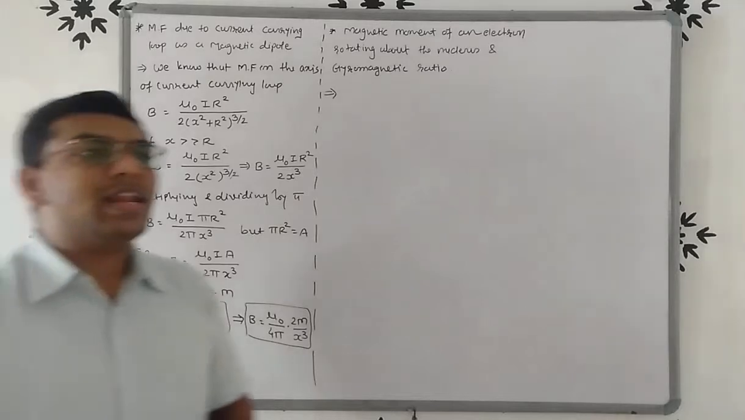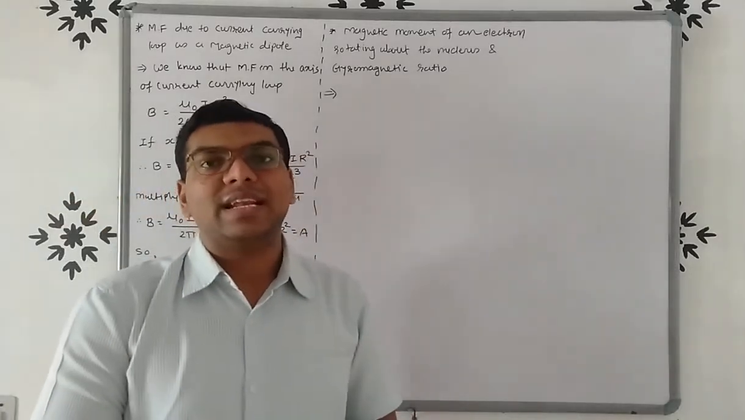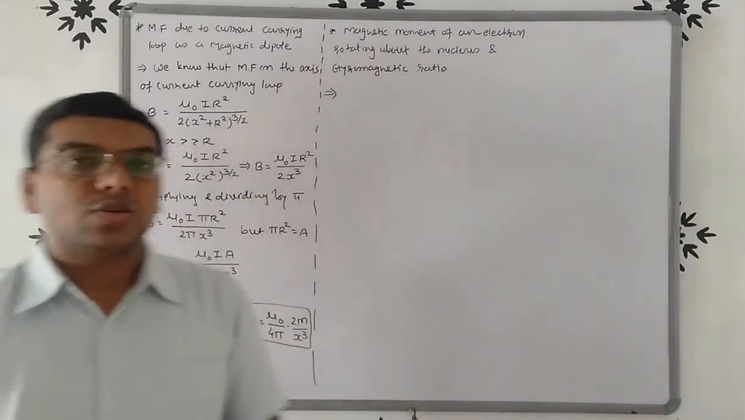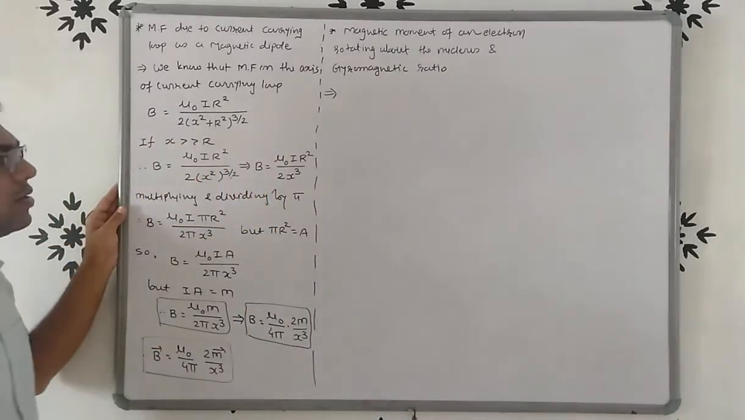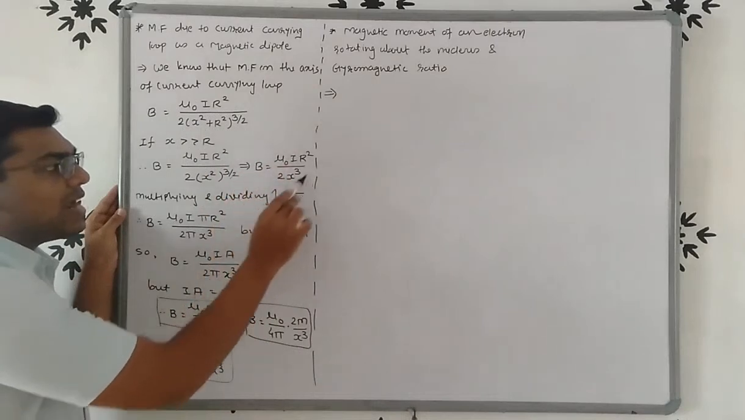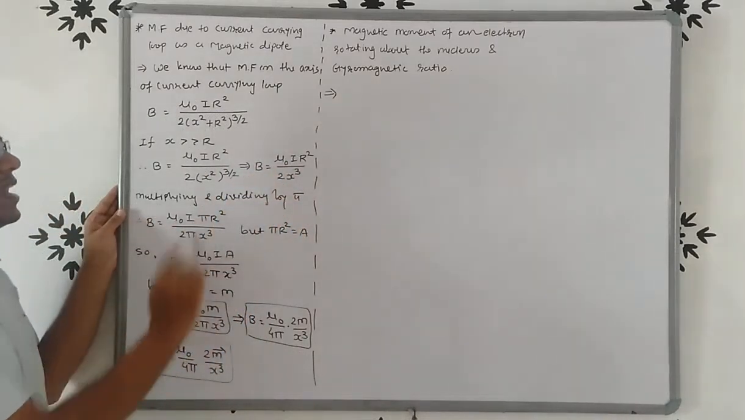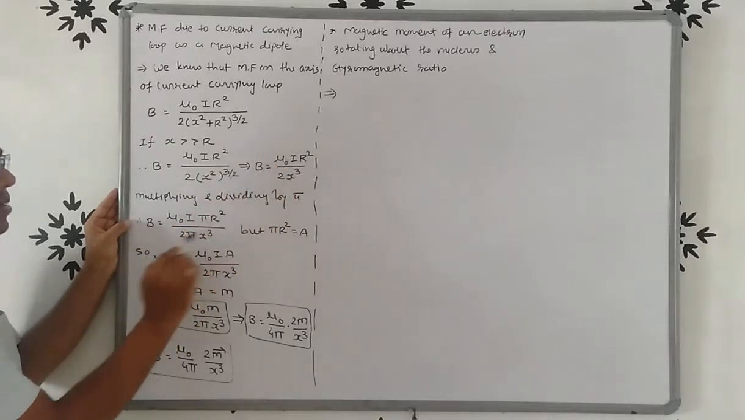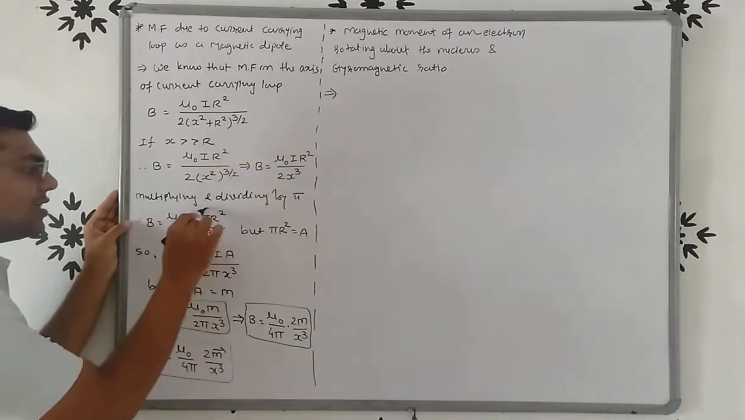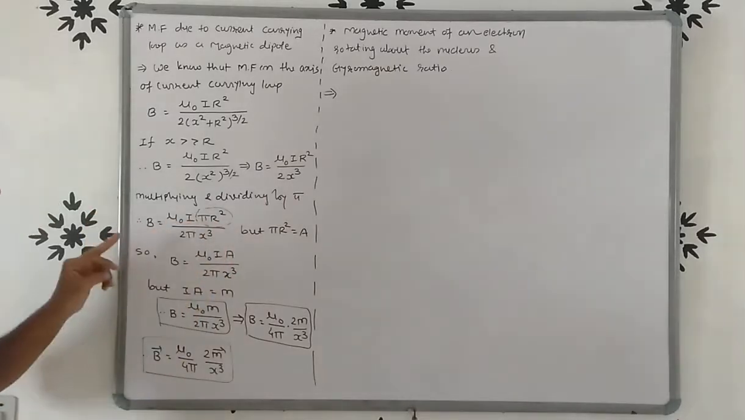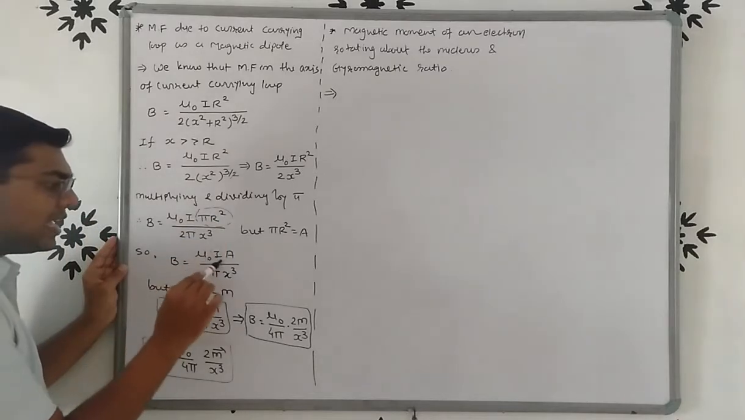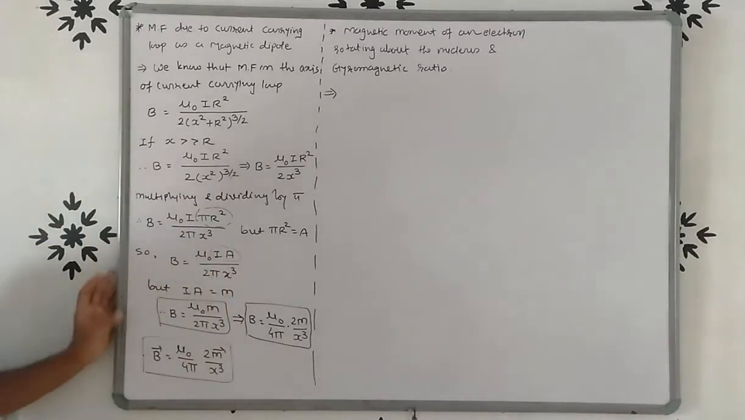Now here we have to derive this equation in the form of magnetic moment M. So we know that M is equal to IA. Here for area, we multiply and divide this equation by pi. So multiplying and dividing by pi, we get B is equal to mu 0 I pi r square upon 2 pi x cube. But this pi r square is equal to area A. So B is equal to mu 0 IA upon 2 pi x cube. But I into A, this IA means magnetic moment M. So B is equal to mu 0 M upon 2 pi x cube.